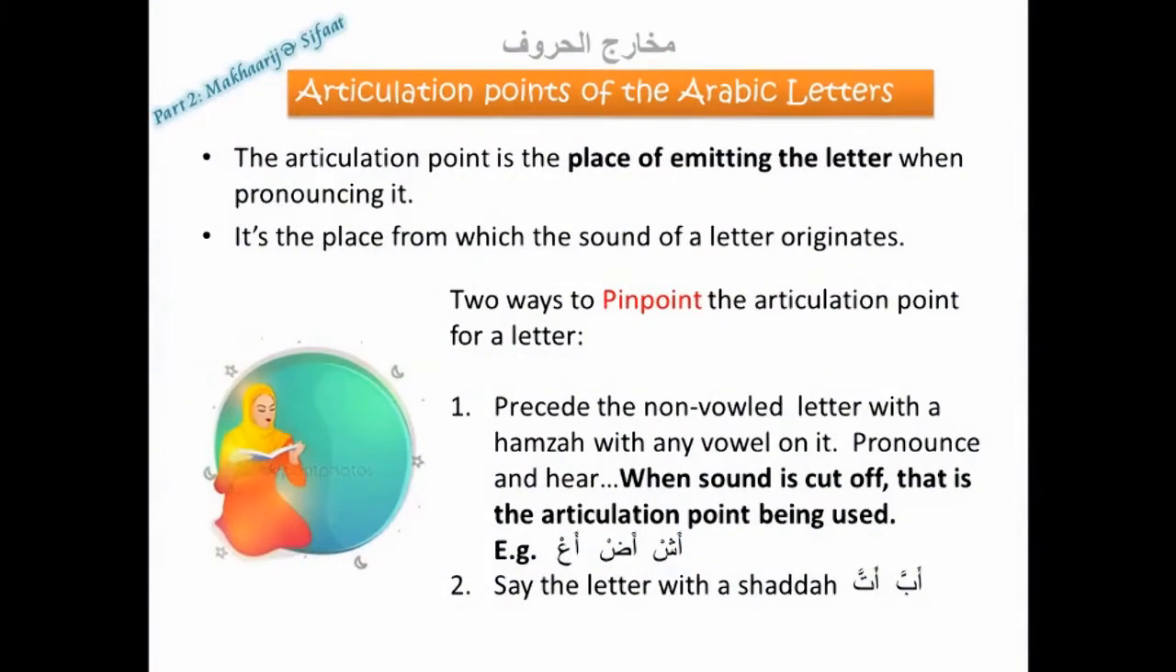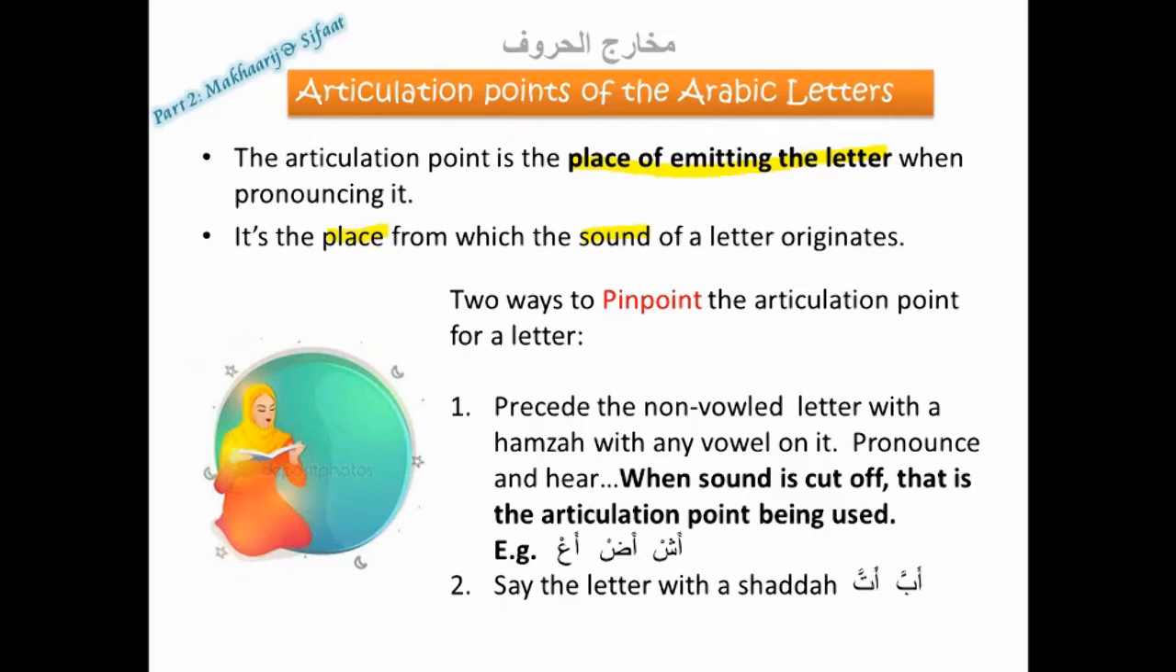Okay, so the articulation points of the Arabic letters. The articulation point is the place of emitting the letter when pronouncing it. It's the place from which the sound of a letter originates. There are 2 ways to pinpoint the articulation point for a letter. So these are 2 exercises you could do to see if you're using the correct articulation point.